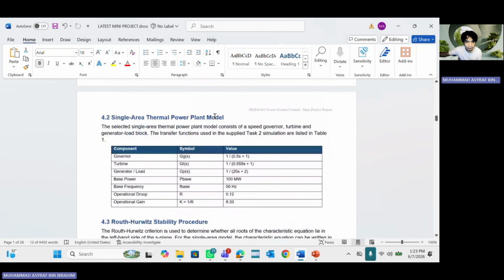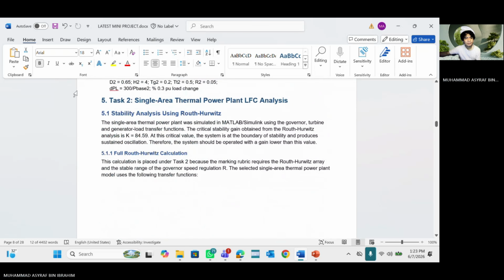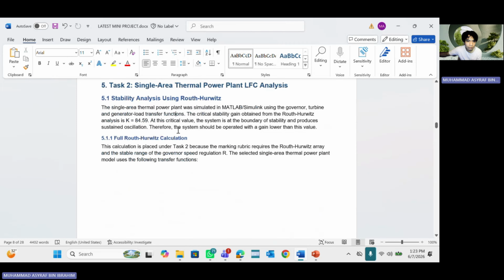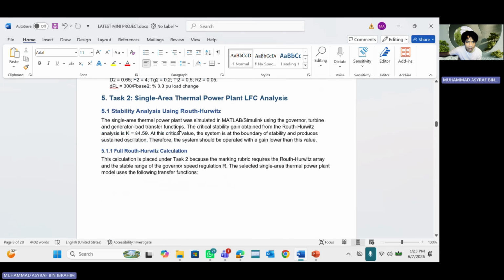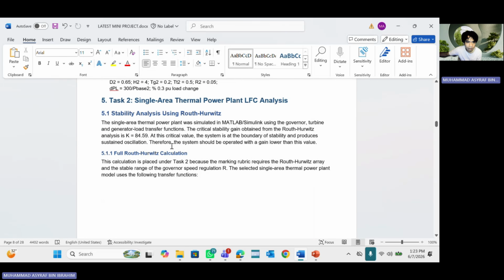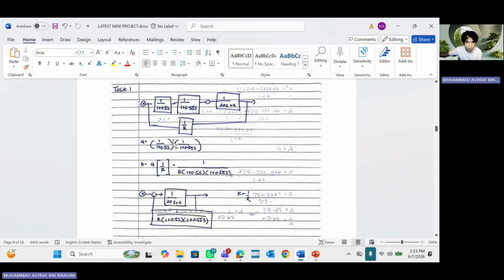So the single area LFC is under subset 5, which is single area thermal power plant LFC analysis. The system we chose has a load change. We try a variety of load changes. So this is the expression circuit.